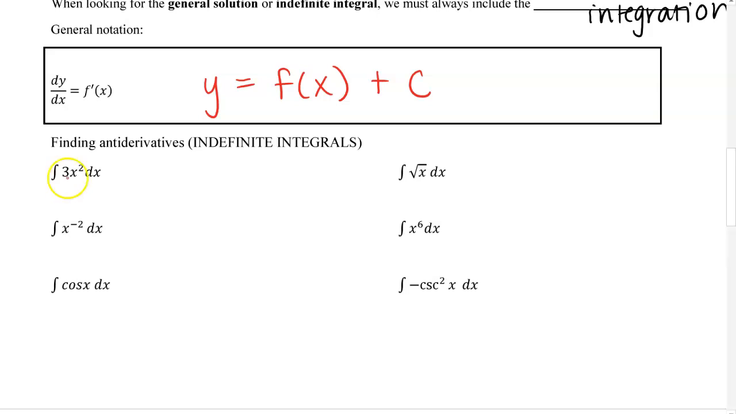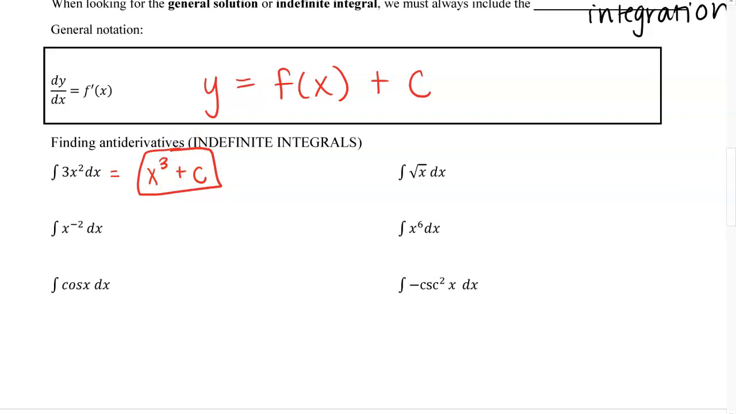For example, 3x squared. Hopefully we know, just using mental calculus math, that x to the third would produce the derivative 3x squared. We include the plus c on it because that is our constant of integration.